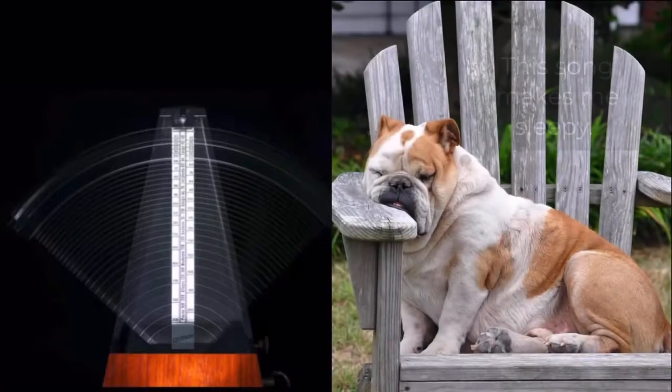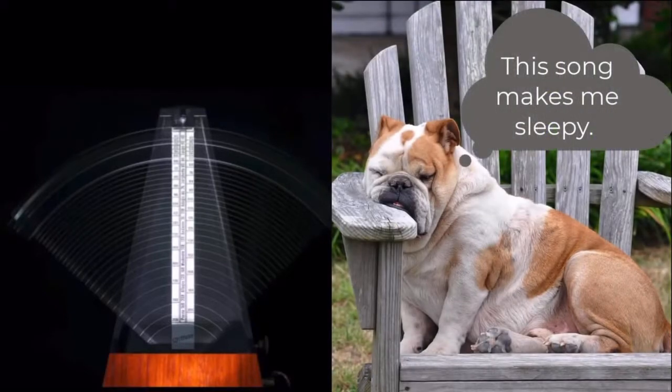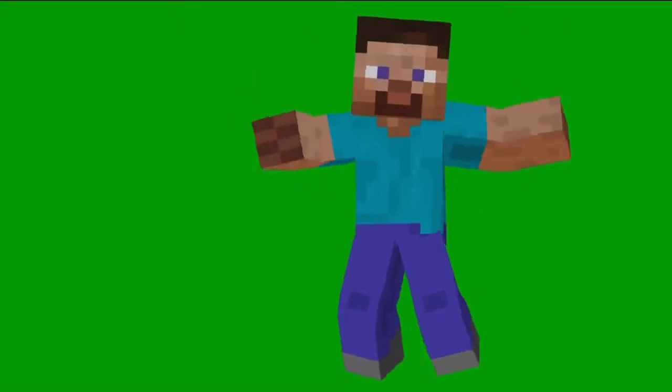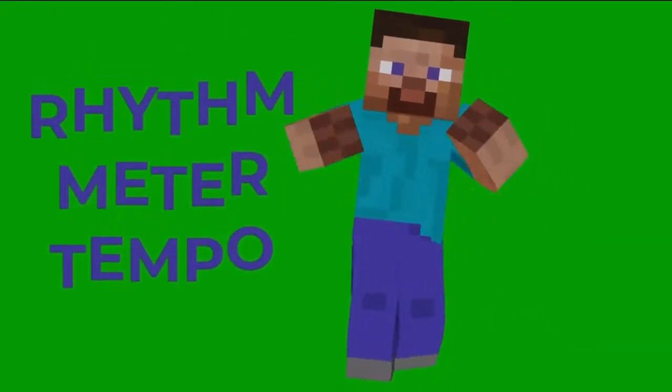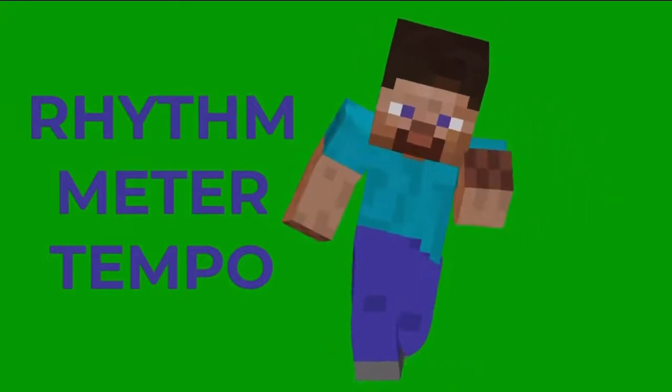The tempo of music will help to determine the emotion of the music. Slower music might make a person feel sleepy or sad, but fast music will make people feel joyful or happy, or maybe want to get up and dance again. Combining rhythms, meter, and tempo together can create many different styles of music.